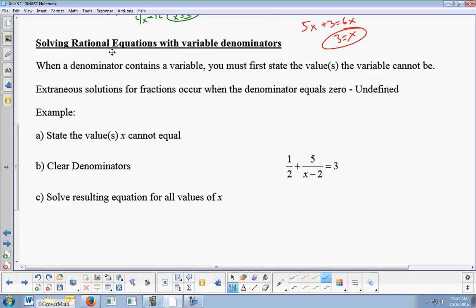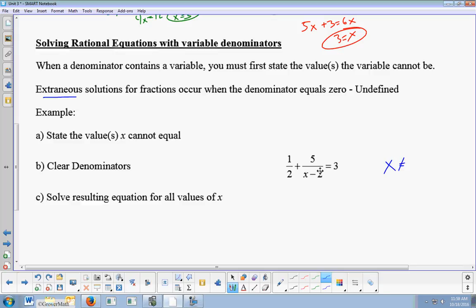2? So these are rational equations with variable denominators. When a denominator contains a variable, you must first state the value or values the variable cannot be. And this is a form of extraneous solutions. And we saw that when we had the square root, the radical equations, that a square root couldn't equal a negative. And there were other times where that rejected. But we can see that kind of here too, that sometimes there are some things that x cannot equal.